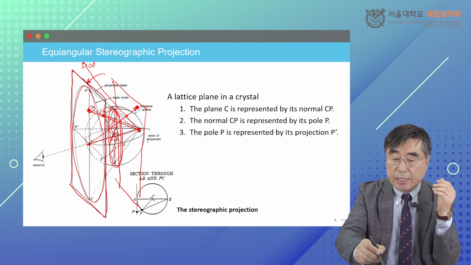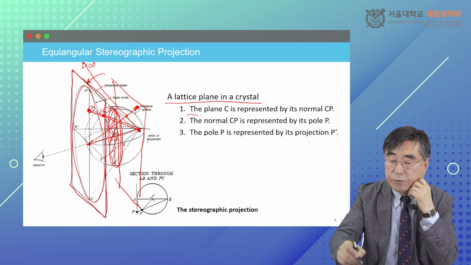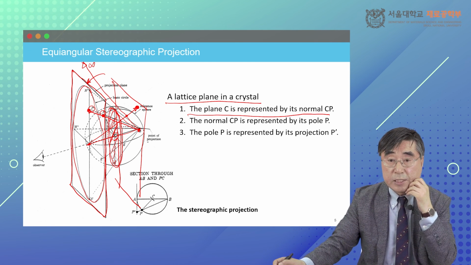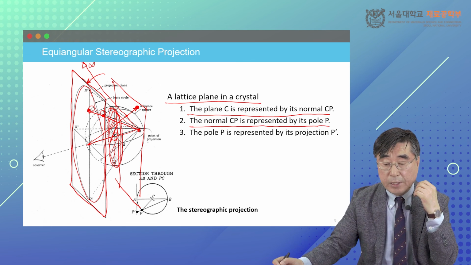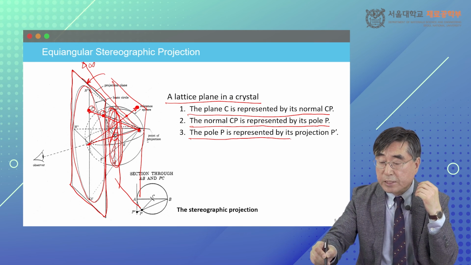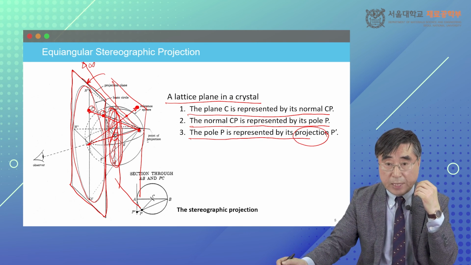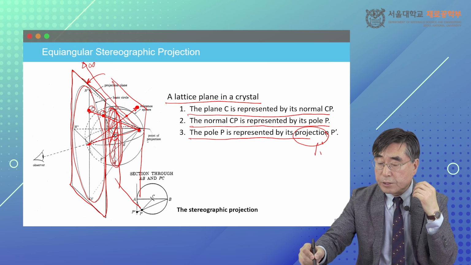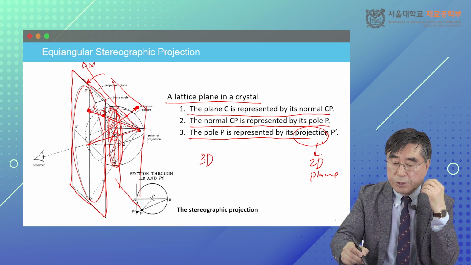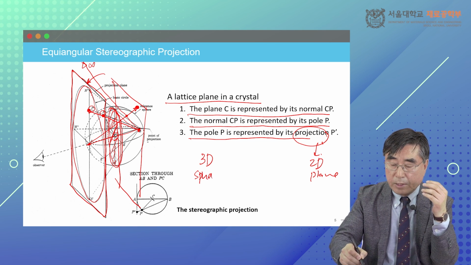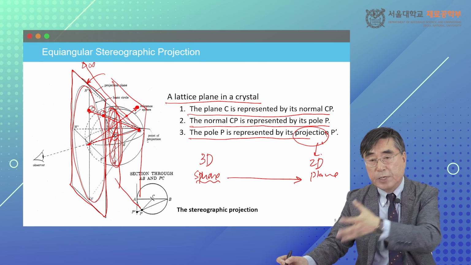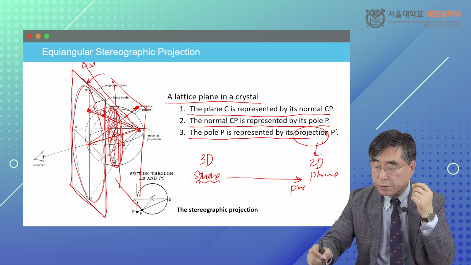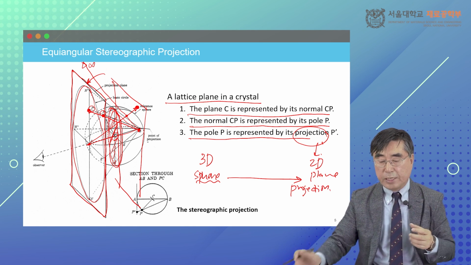So the lattice plane in a crystal is represented by its normal CP as a pole. This normal CP is represented by its pole P. Now the pole P is represented by its projection P prime. This projection is on the two-dimensional plane. So if we draw all the information on the three-dimensional sphere, then this is a stereogram. And when we move this information to the two-dimensional plane, then this is the projection. Okay? So this is what we call stereographic projection.